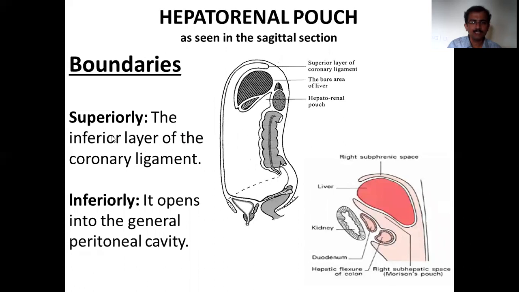Then superiorly, there is the inferior layer of the coronary ligament that makes it the superior relation to the hepatorenal pouch. And inferiorly, the cavity is open. This peritoneal pouch is open to the peritoneal cavity.